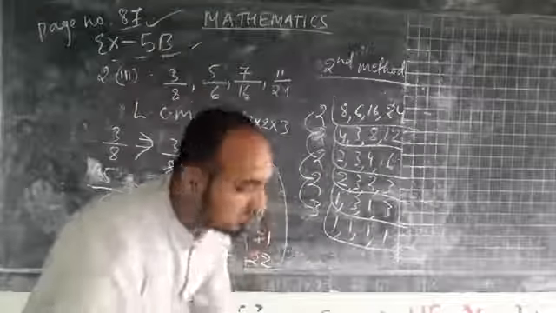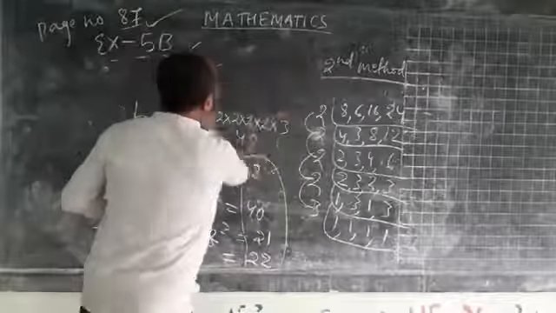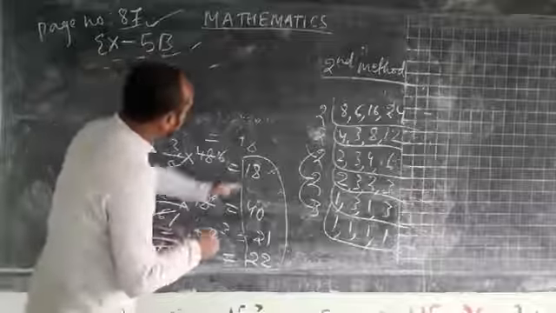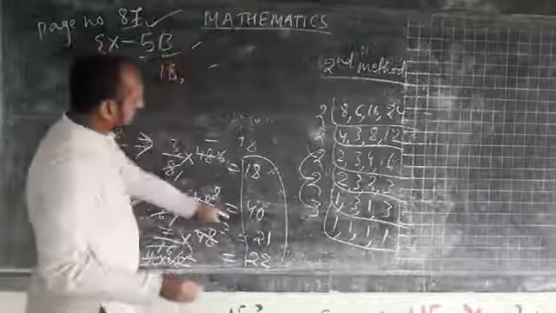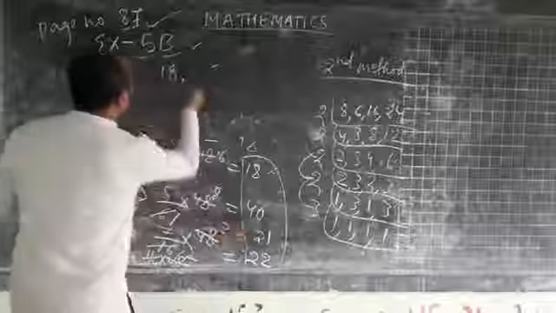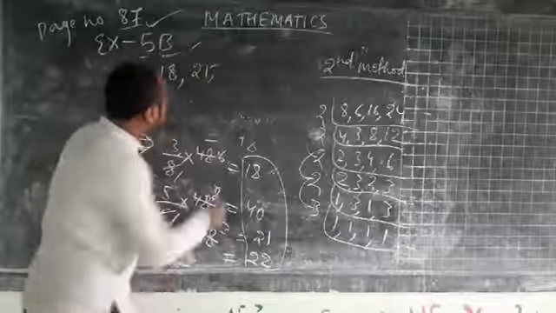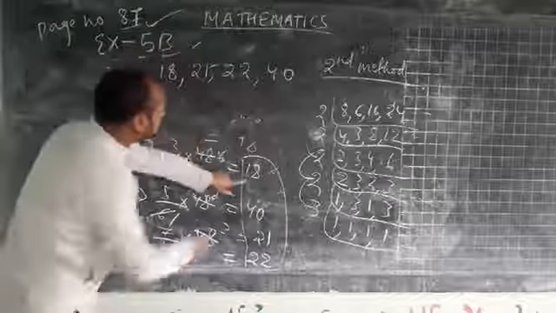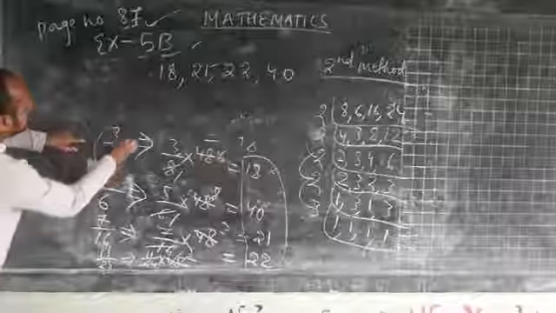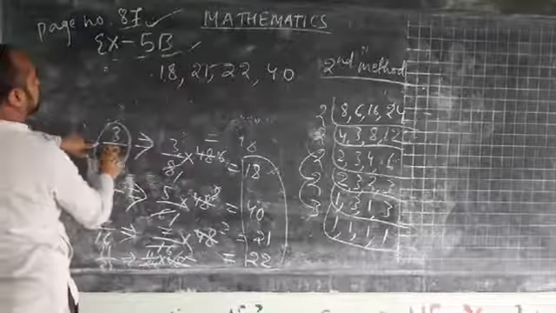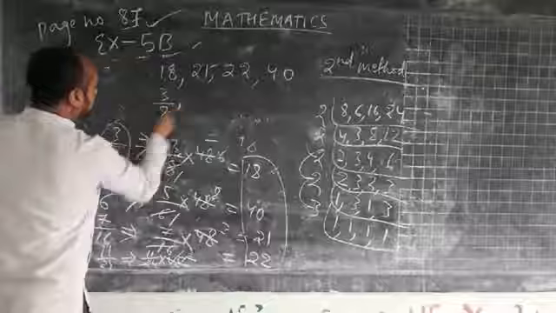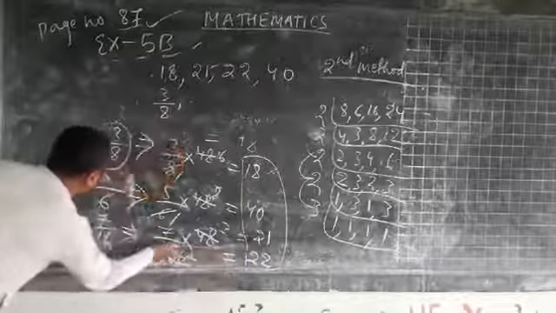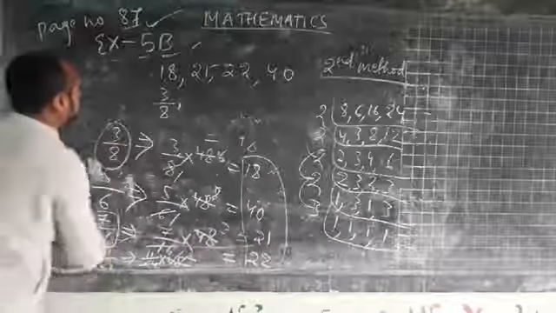So we can arrange this one into ascending order. So first one we have 18, then bigger we have 21, the next value we have 22, the next value we have 40. So in place of 18, what is your fraction? This 3 by 8. So in place of this 18 we will write fraction 3 by 8. Then in place of 21, we see that the fraction is 7 by 16.